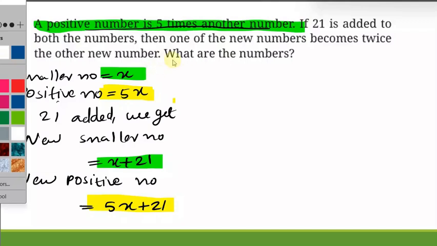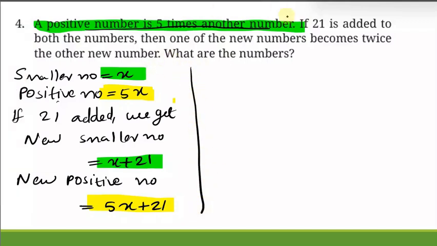Now what are the conditions given? It is already given in the question that after adding 21, one of the new numbers becomes twice the other new number. So which one will be twice of the other? That is the condition we have to be careful with here. You have to remember that the smaller one will be twice of the other. Otherwise, for example, if I take 5, and a new number becomes twice of this, it means 2 times 5, that is equal to 10.